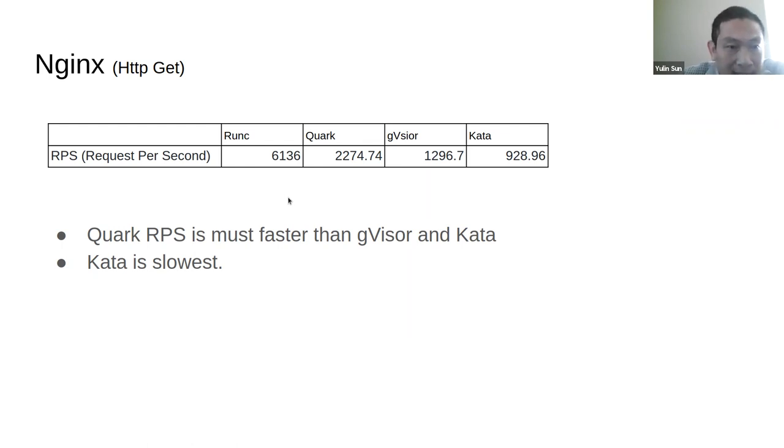I'm not sure why it happened. Maybe in future I will do more tuning for that. And Q-Visor is much slower than Quark, and Kata is slower than Q-Visor. This is still the QPS. I use the most simple one, an HTTP GET test.